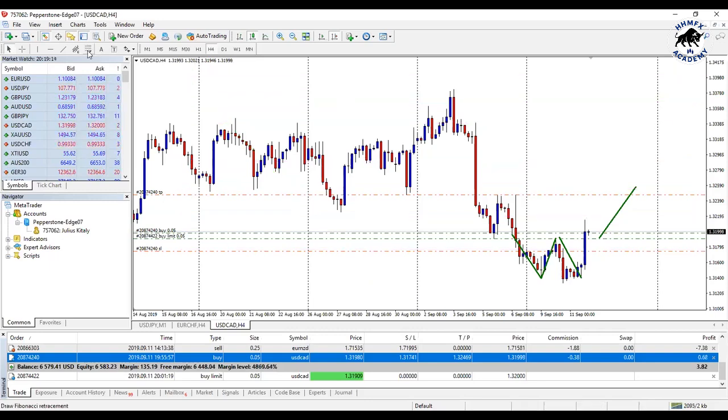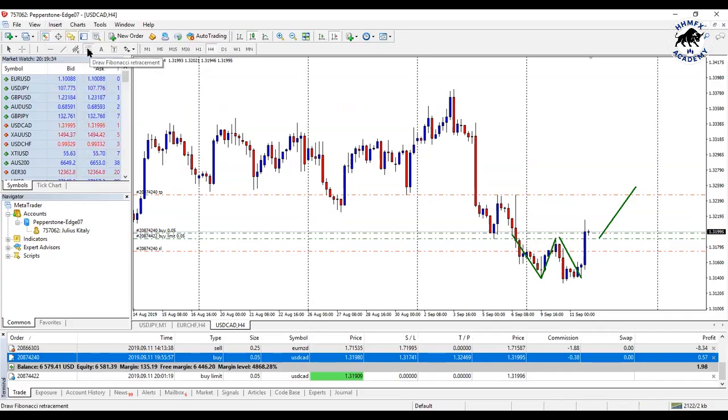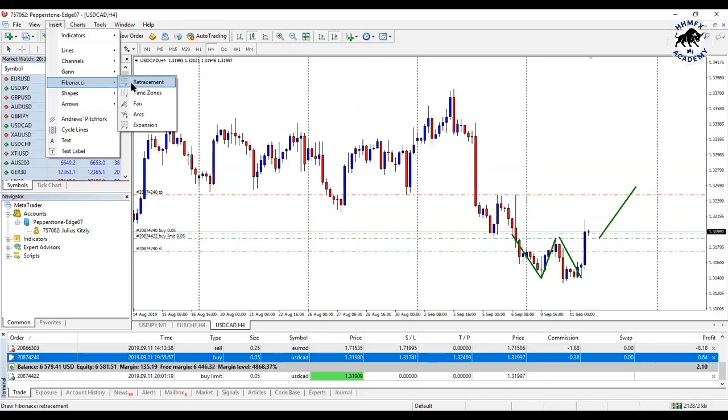Fibonacci retracement is found here on the tool. If you go to the tools, you find it here. It is represented by F, or you can find it at the insert. You go to Fibonacci, then you go to retracement. It's the same, so you can get it from here or from there. So guys, are we there? Nice.